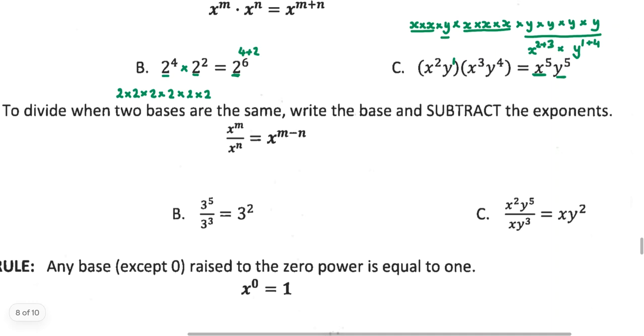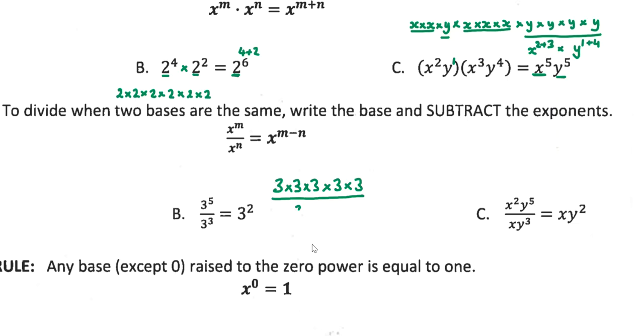The next one is if you're dividing, what do you think we do? Minus. And it makes sense because 3 times 3 times 3 times 3 times 3 divided by 3 times 3 times 3. Well, 3's can pair up. So this 3 divided by this 3 makes?